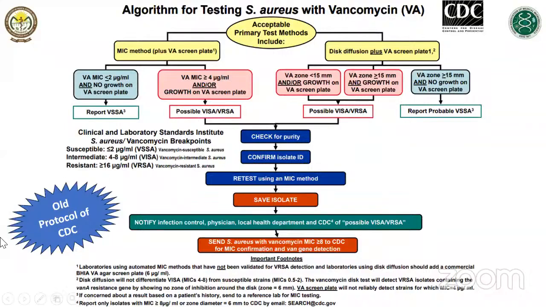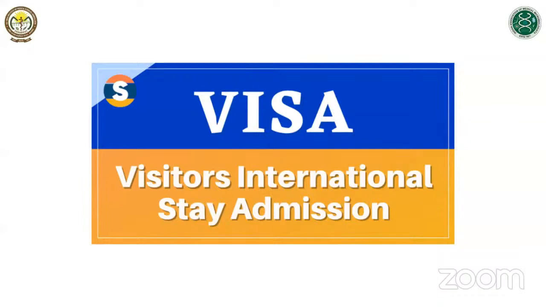So this is the old protocol of CDC with the vancomycin disc zone. The basic protocol is quite similar: they used to initially screen and then do the MIC detection using a vancomycin screen plate and also the BMD methods, then check for purity, confirm the ID, and then send the isolate to a referral lab for confirmation of the vancomycin resistance.